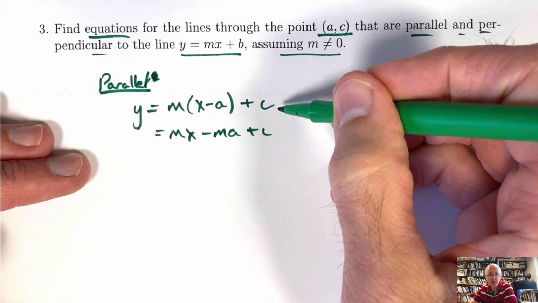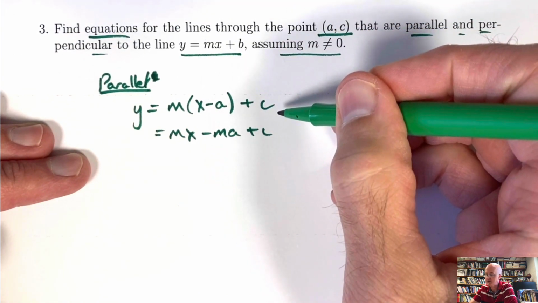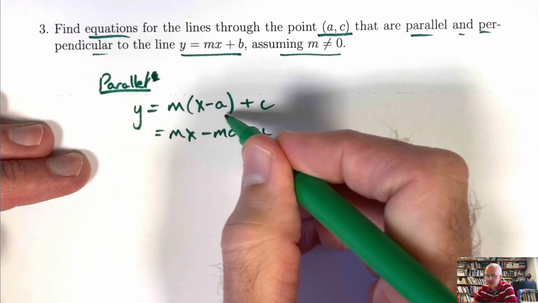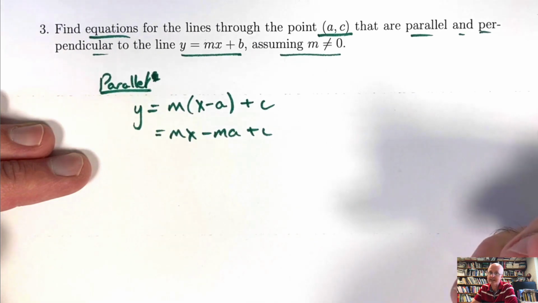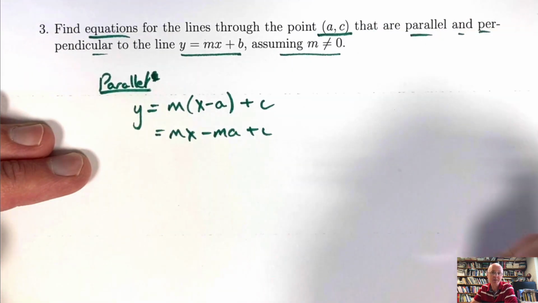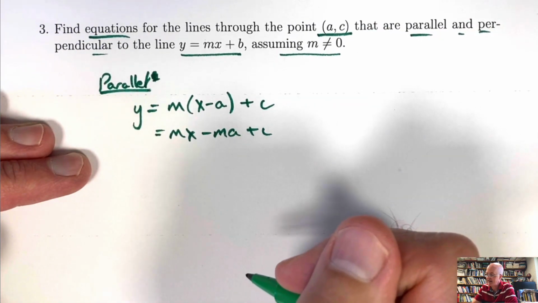If you think of this as a function of x, and you plug x equals a into that function, you'll get a 0 right there. M times 0 plus c. 0 plus c is c. The output, the y value, will be c. This is the right thing.